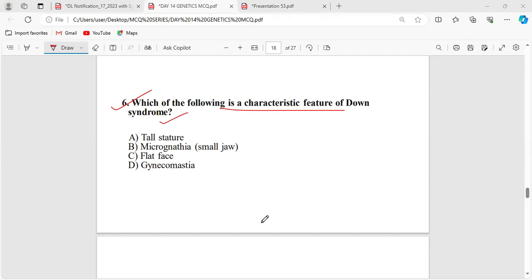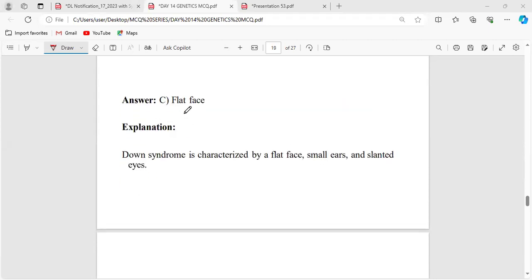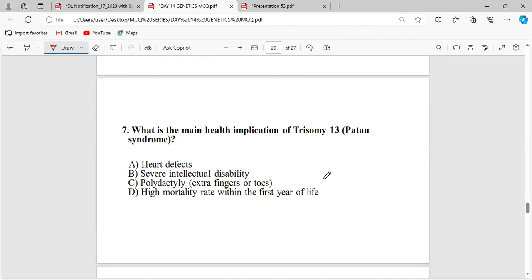Okay, what will be the answer for this question? That will be a flat face. Okay, Down syndrome is characterized by a flat face, small ears, and slanted eyes. Right? And what is the main health implication of trisomy 13? That is Patau syndrome. Heart defects, severe intellectual disability, polydactyly, that is extra fingers or toes, high mortality rate within the first year of life.